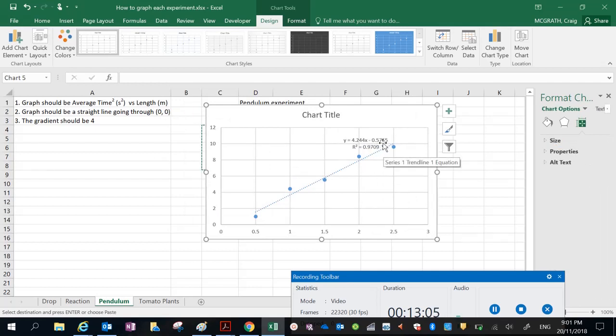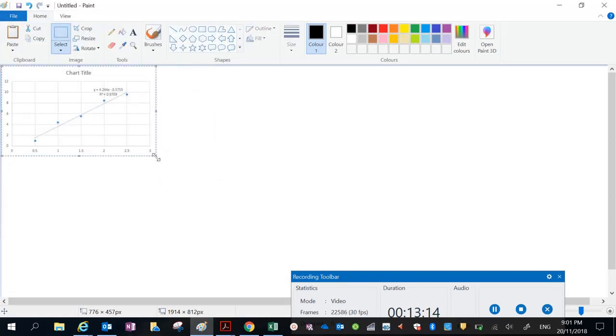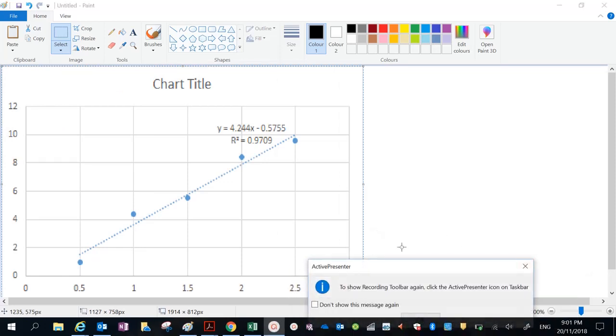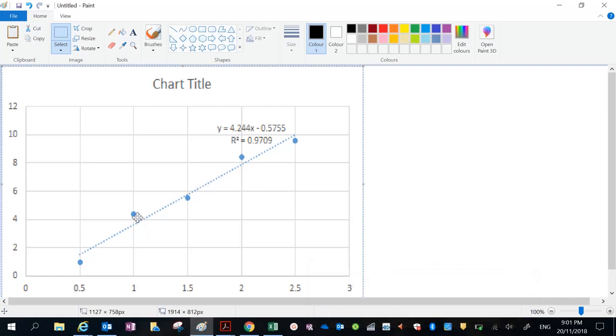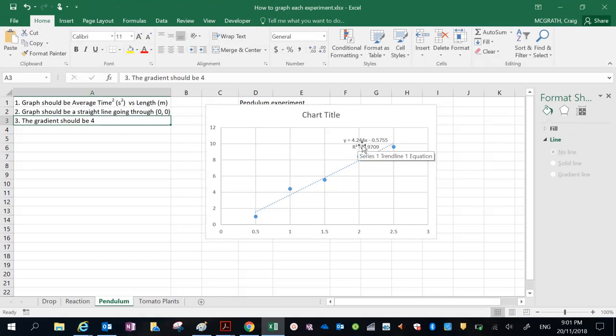It's at minus 0.5. So if we take it over to this screen, if we extend that line through, yeah, it cuts across below 0. So it should have cut across up here. So something went wrong there. What else? The gradient should be 4. Well, this gradient's 4.244, so gradient's too high.